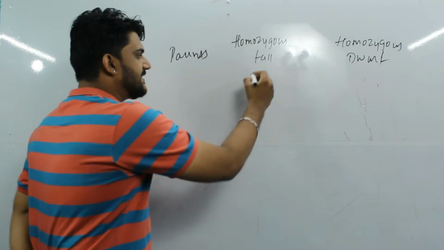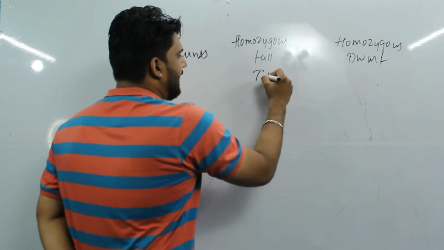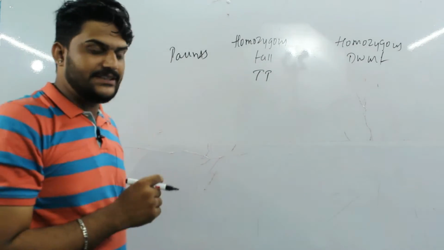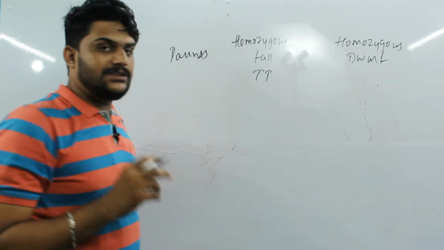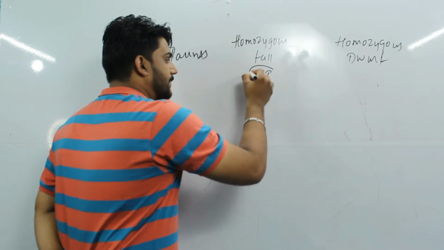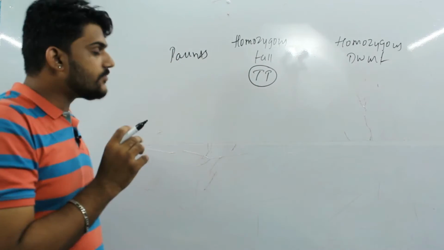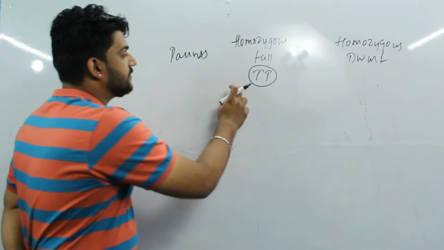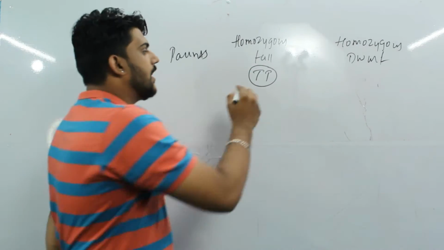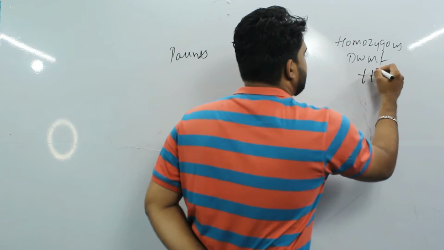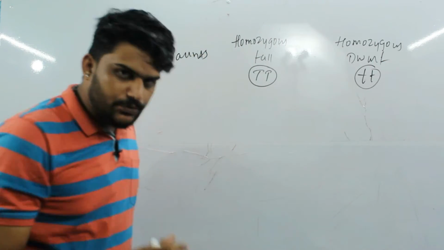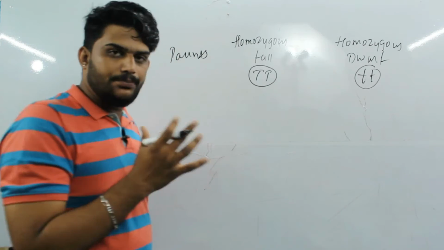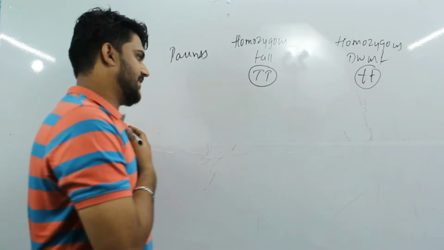So homozygous tall is represented by capital T and capital T. Why is it represented as capital T? Because all the plants will be having this particular pair of genes always, and it is small t because those two are pure homozygous tall. They are totally pure. There is no mixing of two different characters in that.